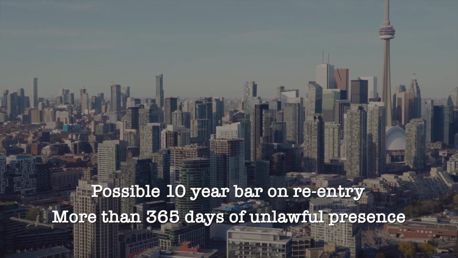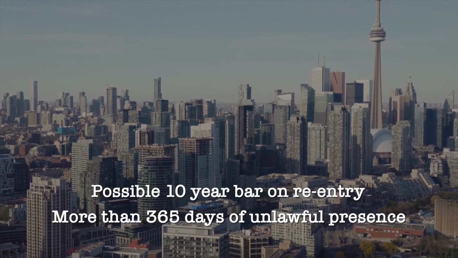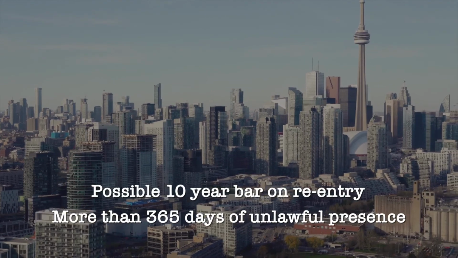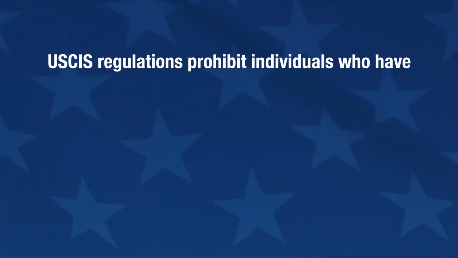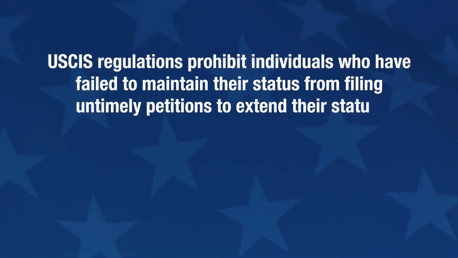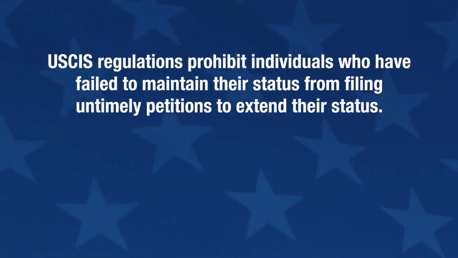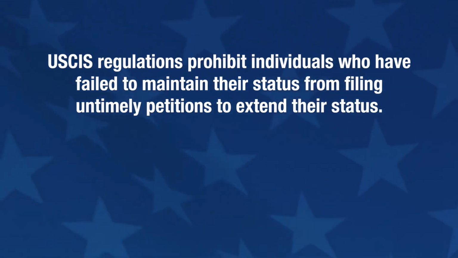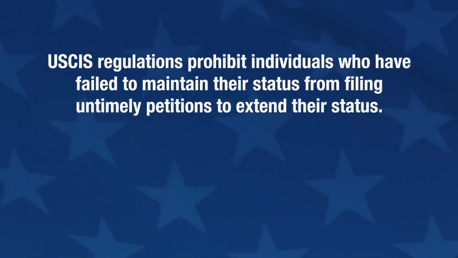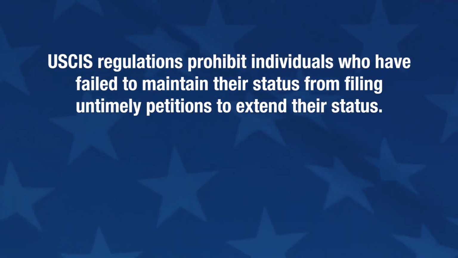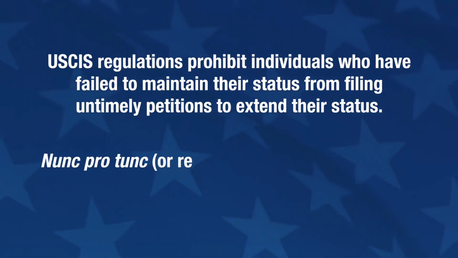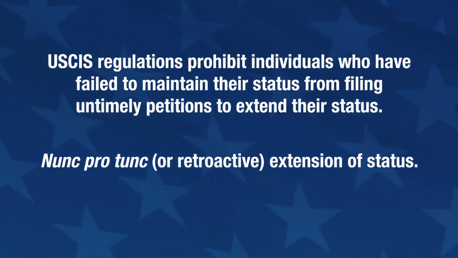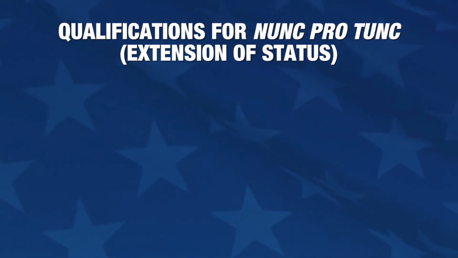In these 2 cases, both Mr. Smith and Ms. Doe faced dire immigration consequences for failing to maintain their non-immigrant status. Usually, USCIS regulations prohibit individuals who have failed to maintain their status from filing untimely petitions to extend their status. However, under a provision of law, USCIS, in its discretion, may grant relief through a petition for nunc-pro-tunc, or retroactive extension of status. In order to qualify for nunc-pro-tunc extension of status, it must be shown that 1.